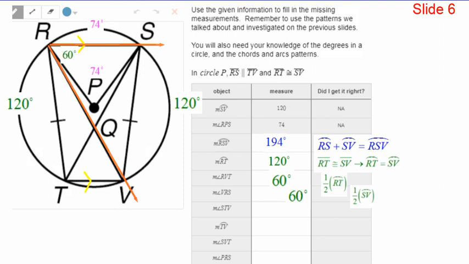I want to work on finding the measurement for angle STV. So let's mark that in our diagram. Again, the vertex is on the circumference of the circle. It's an inscribed angle. Remember, the inscribed angle is half the measurement of its intercepted arc. Well, its intercepted arc is arc SV. Half of that measurement would be 60 degrees.